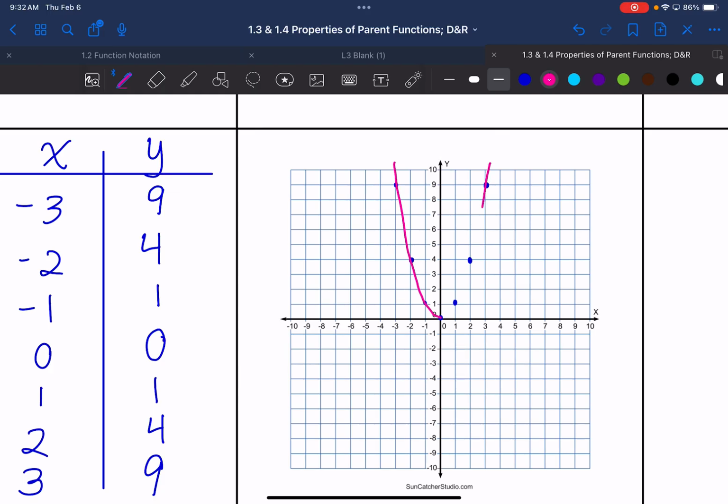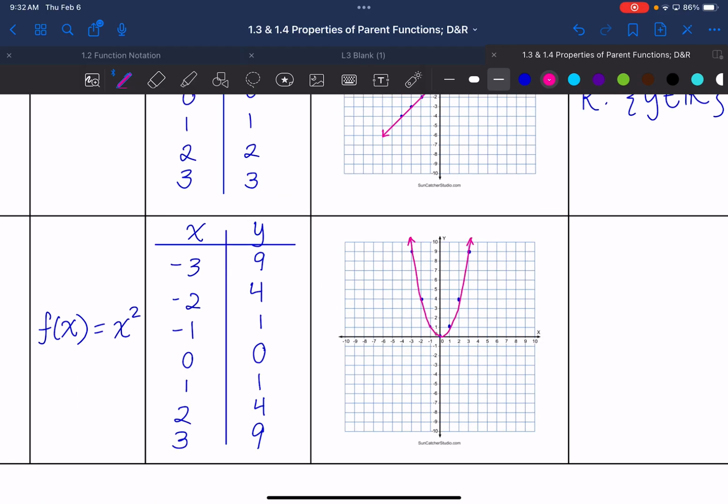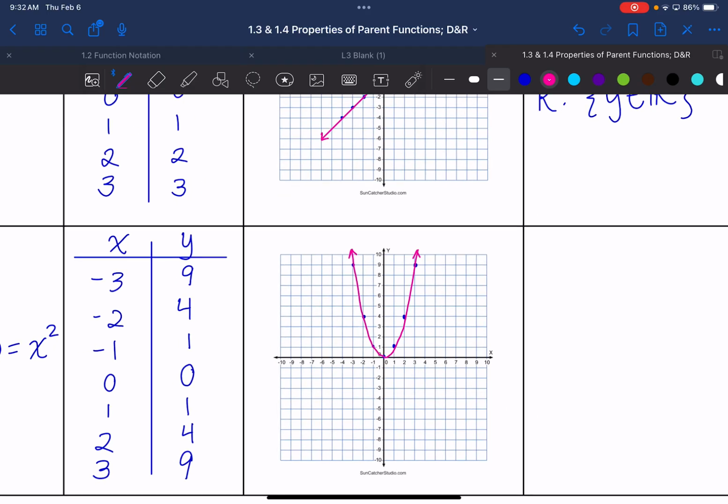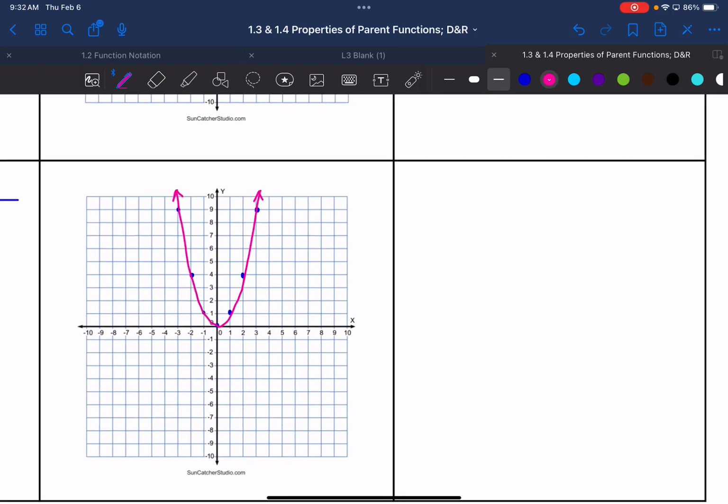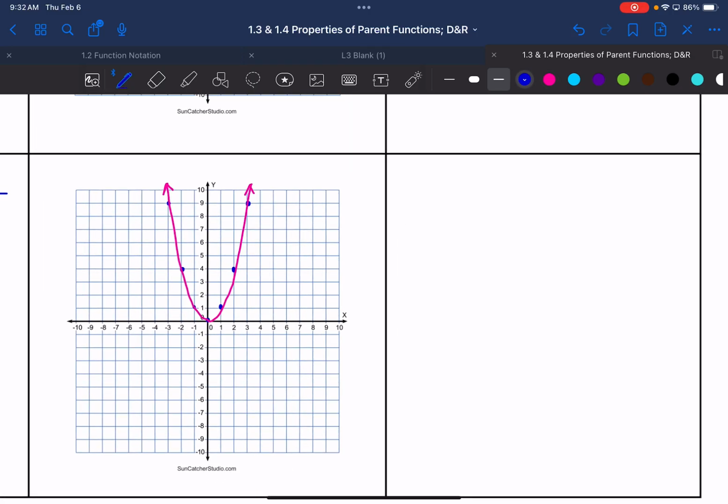Try your best. It's okay if your lines are wonky. Okay, that's my quadratic. Now I have to think about domain and range. For domain, do I got any restrictions on this? No, right? Those arrows are indicating that it's going to eventually keep extending out and out into infinity. So x ∈ ℝ. All parabolas have a domain of x ∈ ℝ, right?